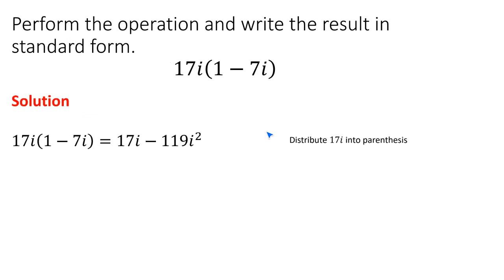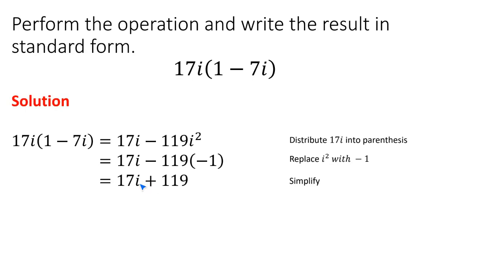Okay. So let's multiply this one. 17i times 1 is 17i. 17i times negative 7i is negative 119 times i squared. The i squared, we can replace with a negative 1. And so now we're left with that. If we simplify, we're going to have 17i plus 119. In standard form, you want to write it as 119 plus 17i. Okay.